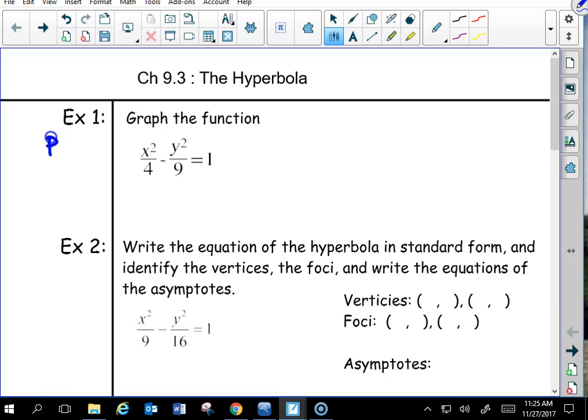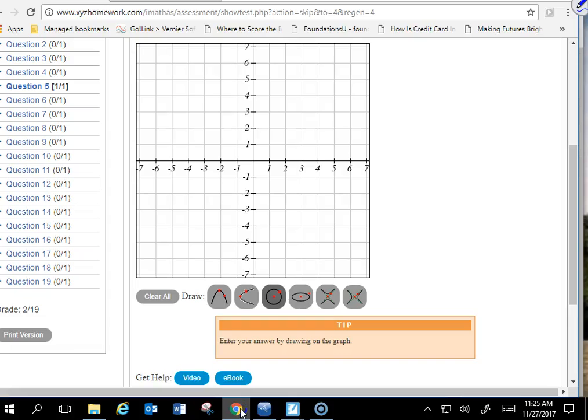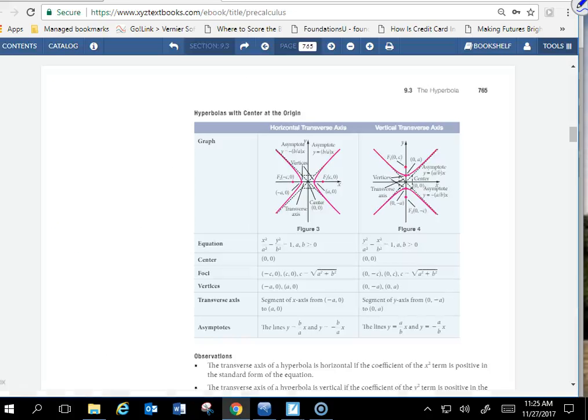So if you look on page 765, you'll see, let me get to page 765. All right, so this gives us the rundown on hyperbolas. So the equation looks like the equation of an ellipse except for the subtraction.